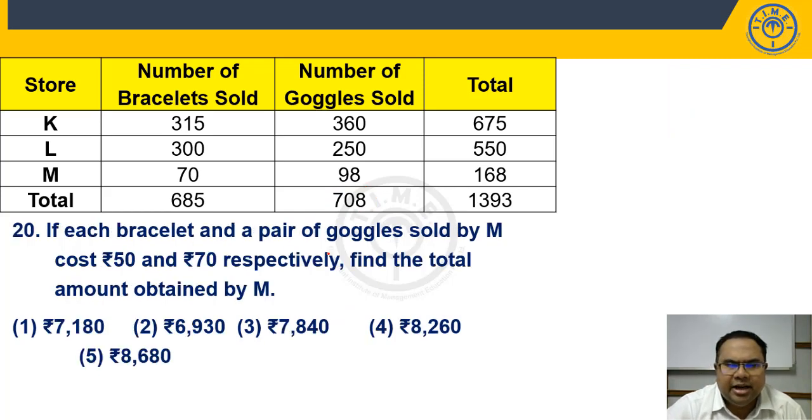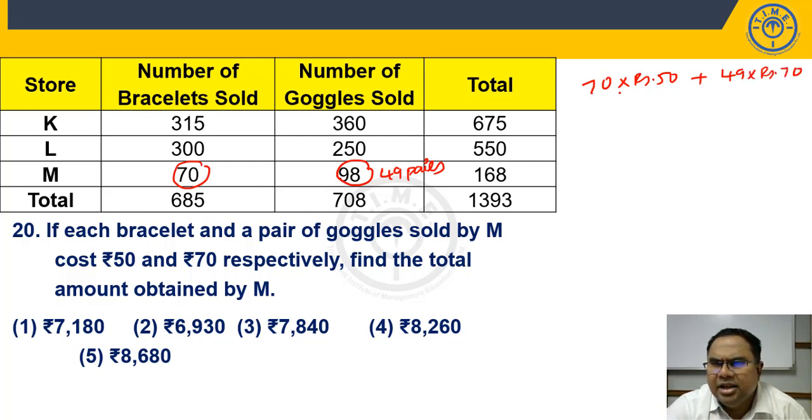Each bracelet and a pair of goggles sold by M are 50 and 70 rupees. Okay, M, how many goggles has it sold? Bracelets it has sold 70. So 70 into price of each bracelet, 50 rupees. And 70 is the price of a pair of goggles. 98 goggles means how many pairs? 49. A pair will be 2. So 49 into 70 rupees.